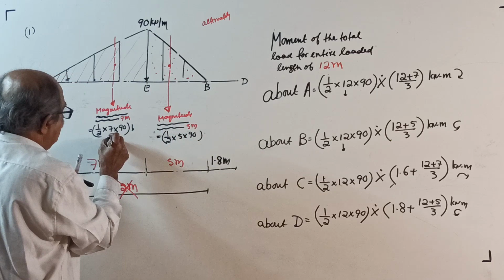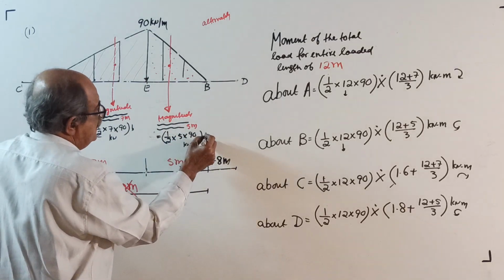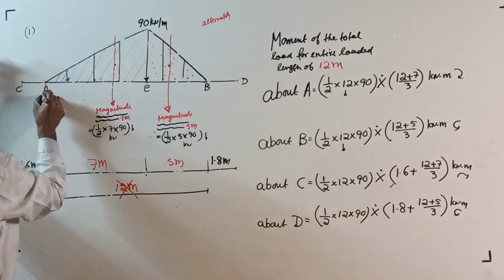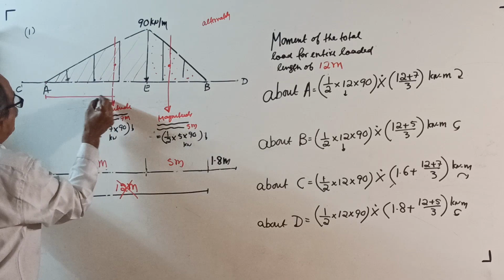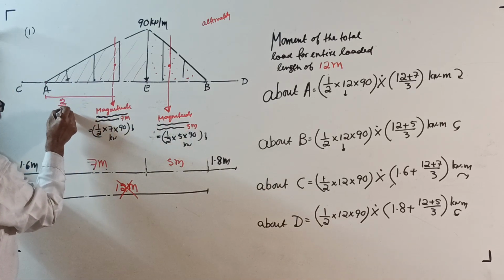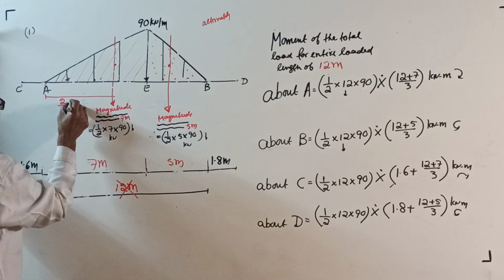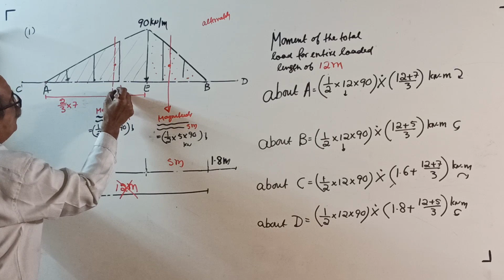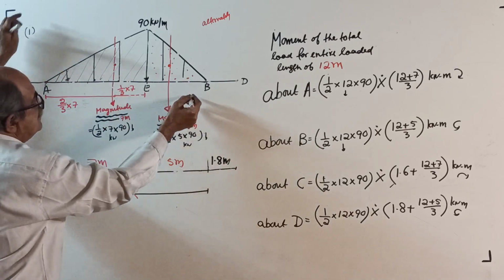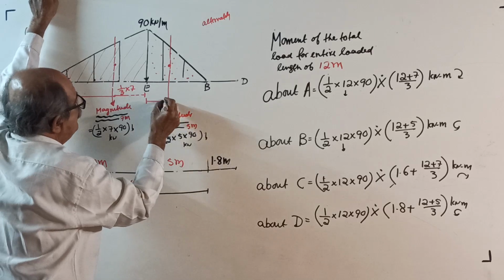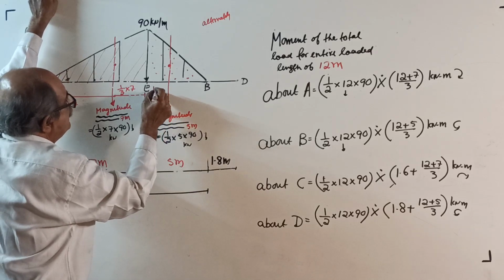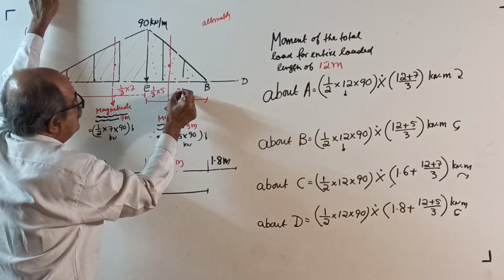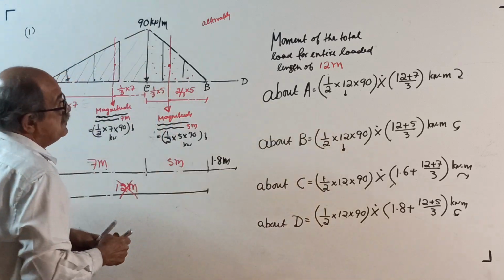Kilonewton, direction down. And further, for this right angle triangle, the line of action from here will be 2/3 of 7 meter. From here to here will be 1/3 of 7. Here, from here to here will be 1/3 of 5. This will be 2/3 of 5. Now write.